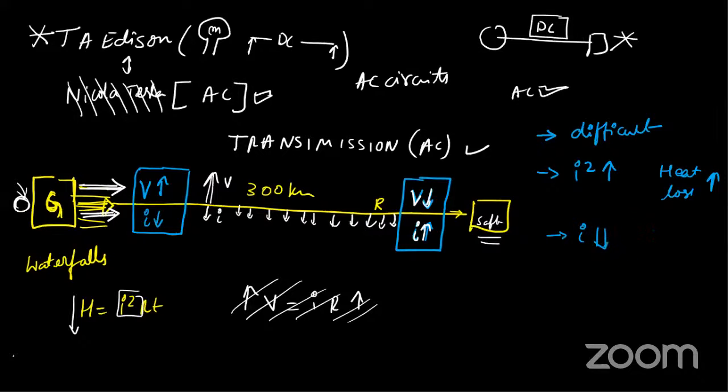I have to decrease the current a lot, then heat loss will be reduced. So how do I reduce the current? I reduce the current using transformers, so it is now good for transport.